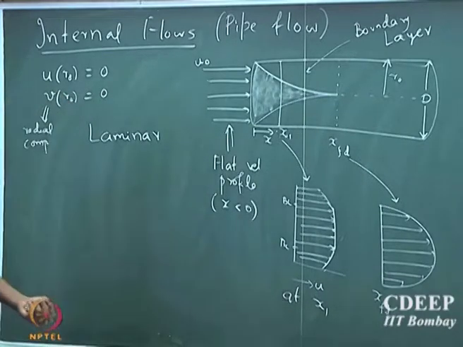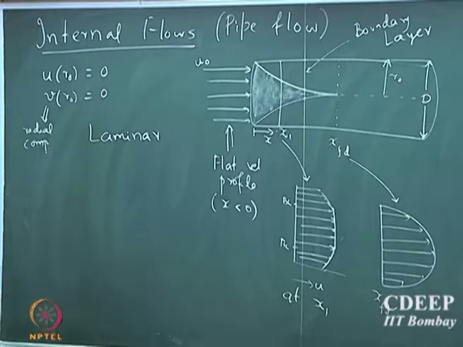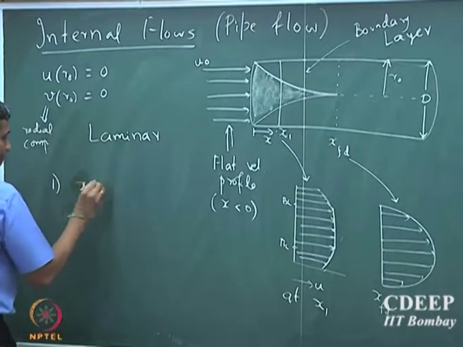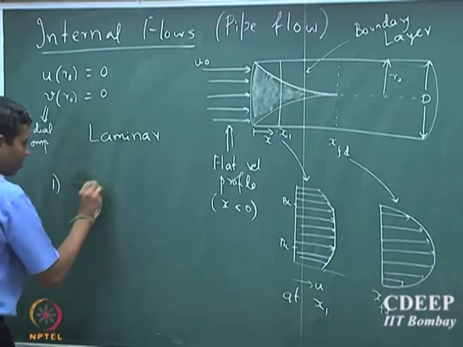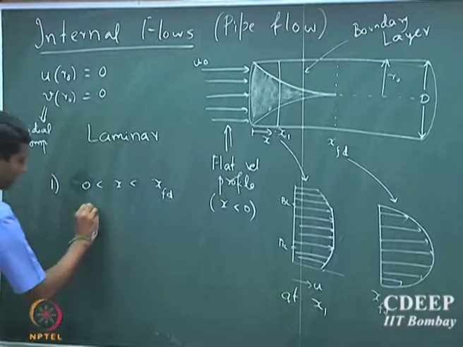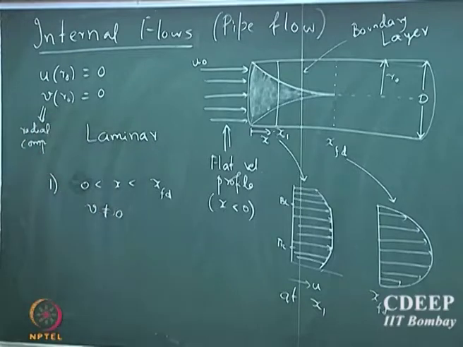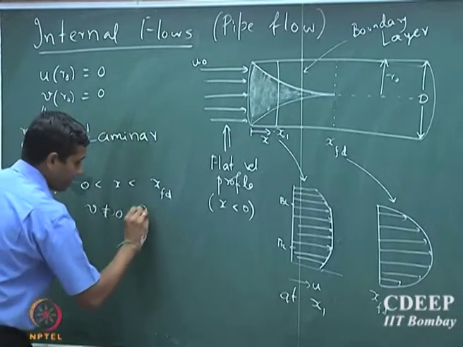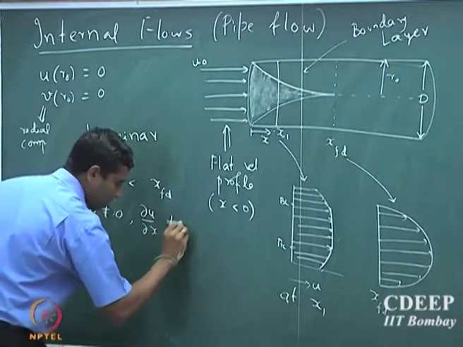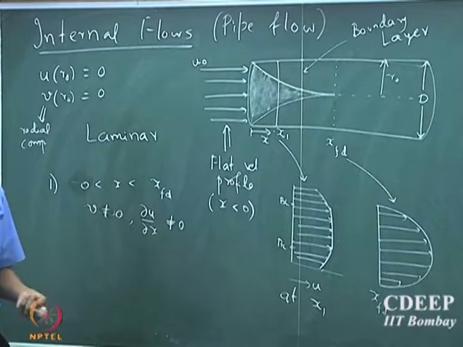Now, simply based on this intuition, we can actually deduce a lot of interesting properties. The first thing is that between x0 and the fully developed regime, the velocity in the radial direction is not 0, and not just that, du by dx is also not 0 in all locations. Remember that before it enters, du by dx is 0 because there is no change in the velocity and it flows at a flat velocity profile.